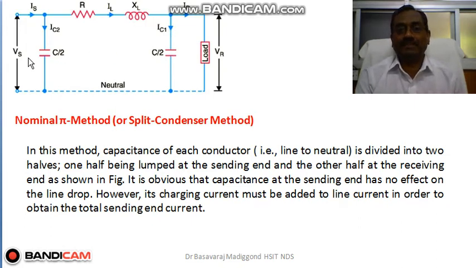This is simple. Now if I want to calculate Is, then you must add IC2 to IL. I know IL, but I don't know IC2. To calculate IC2, you have already calculated Vs. Therefore, IC2 is equal to Vs divided by XC2, so we will get Is also. Using this, we will draw the vector diagram first by taking VR as a reference.